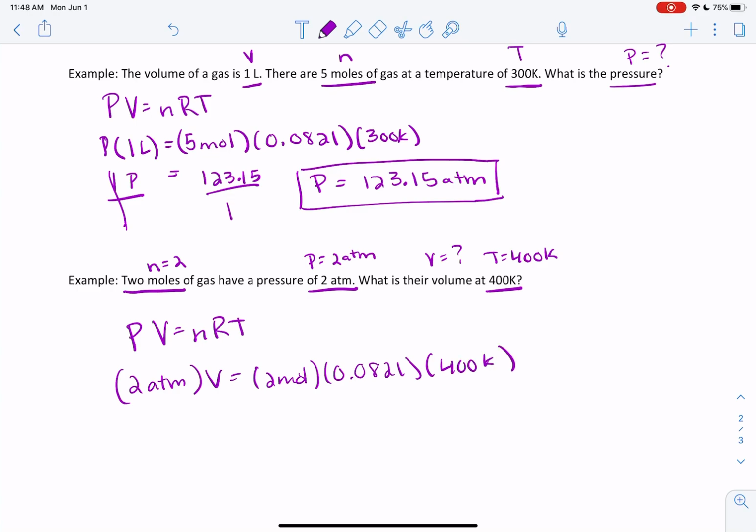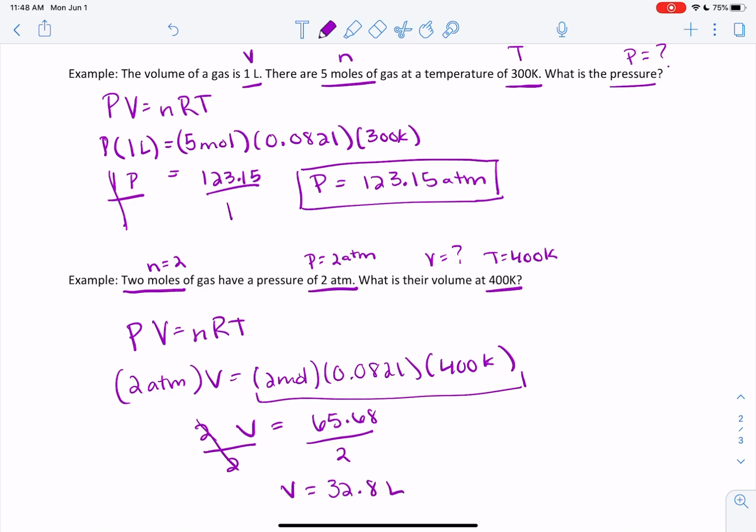So let's try and solve this. First, we're going to start on the right and put this in our calculator. 2 times 0.0821 times 400 gives you 65.68. So we have 2V equals 65.68. Divide by 2, right? We want to get that V by itself. And you end up with V equals 32.8 liters. Remember, the unit for volume is liters. And that would be our final answer.